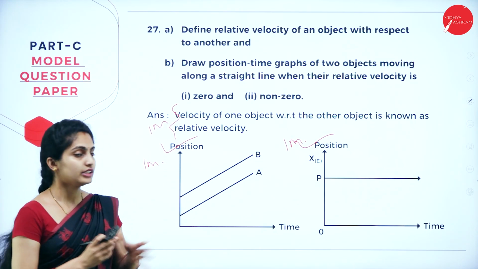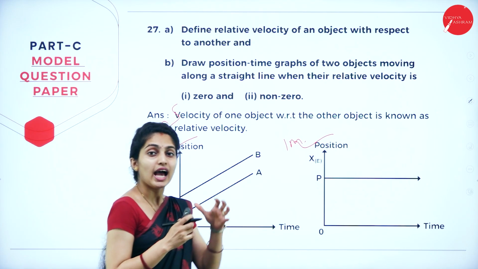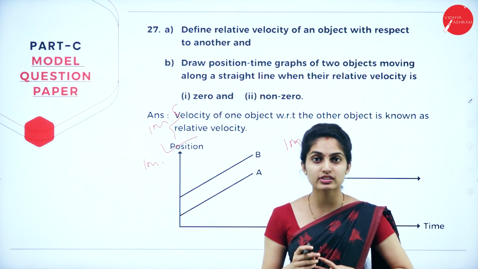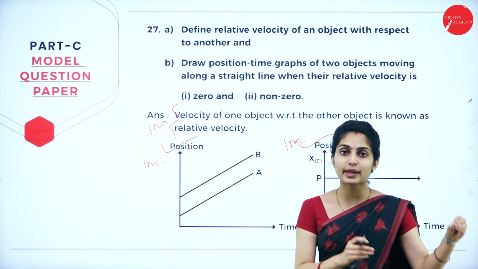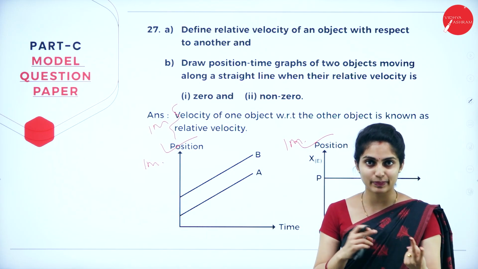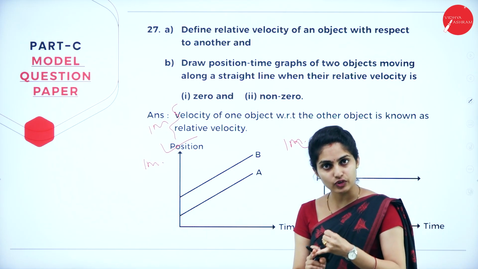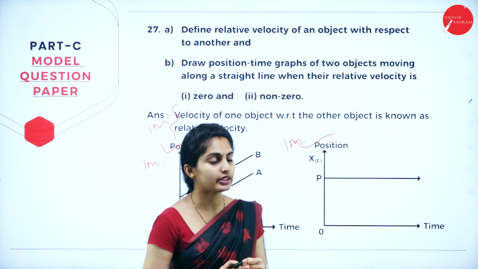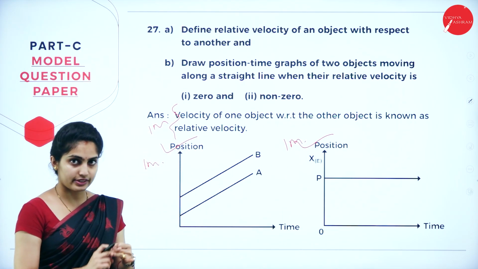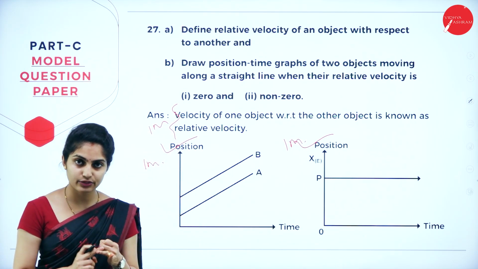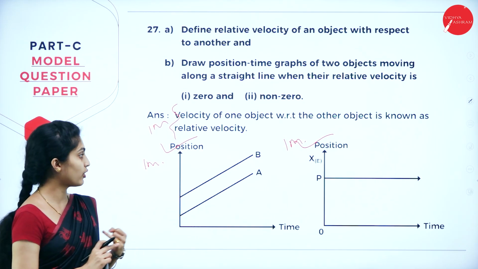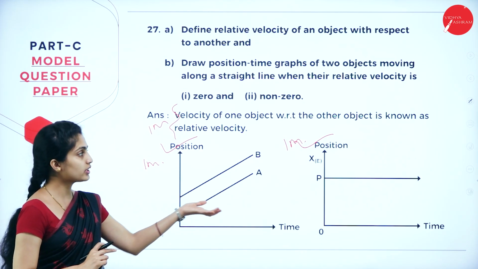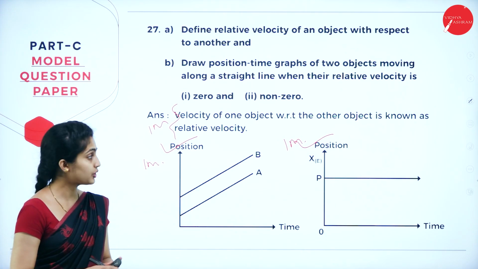We will have to define what is relative velocity and check the relative velocities by drawing position time graphs for 2 objects with respect to each other. One is for zero as well as another one for non-zero. Okay, non-zero relative velocity and zero relative velocity. So that is all about this graphical representation.